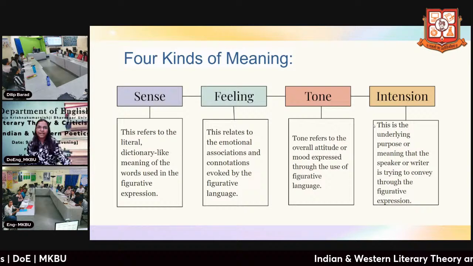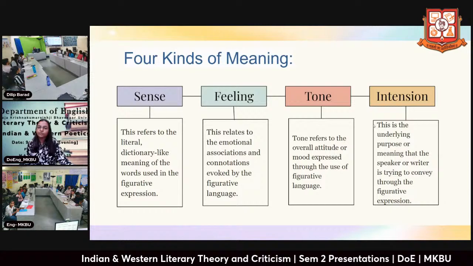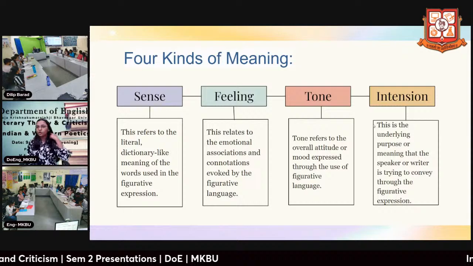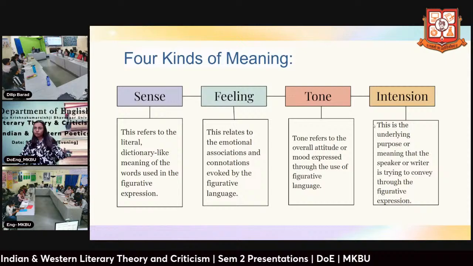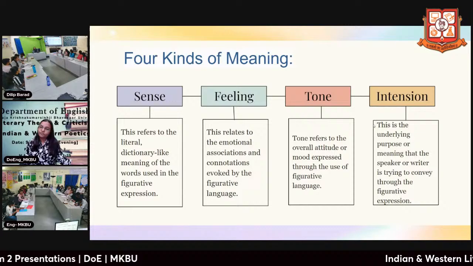Tone. Tone refers to the overall attitude or mood expressed through the use of figurative language. As we can see, it is how we convey or read the poetry. For example, if we say "she's looking nice," the tone is good and positive. Intention. This is the underlying purpose of meaning that the speaker or writer is trying to convey through the figurative expression.